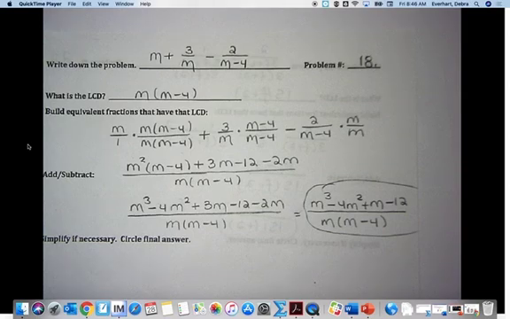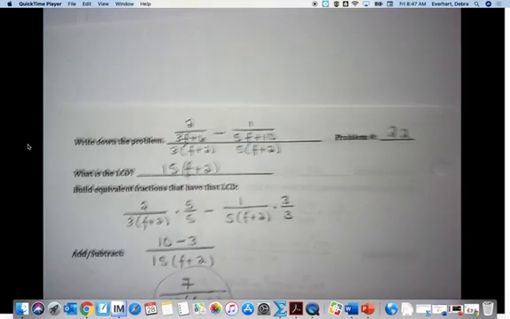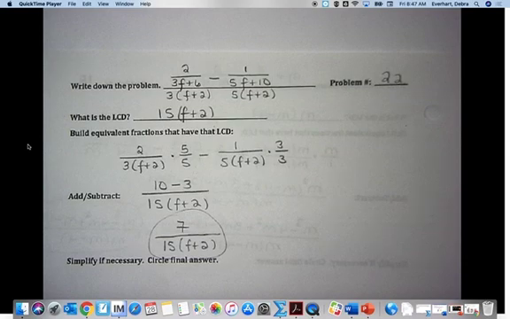Questions on 18? Anyone need 20? That one was okay too? Kind of bounce back and forth. It seems like there would be one that was harder and then one that was not as bad. 22. Does anyone need that one?